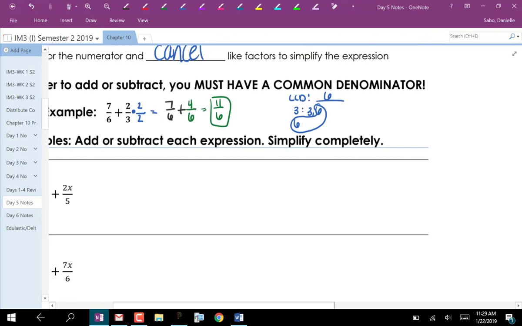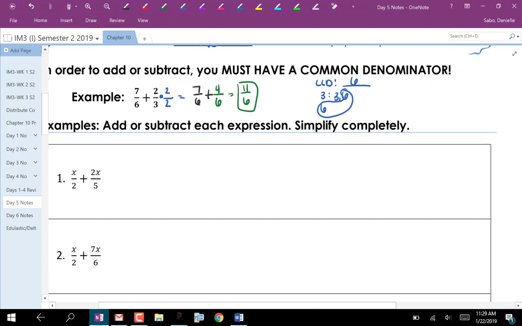I'm going to go off to the side. Again, eventually I think a lot of you will not have to do this step, but for the sake of learning it, I'm going to do it. So let's go over here and let's figure out what our LCD is. We don't know what it is. Some of you, again, might already be able to tell me it's going to be 10 because they both multiply to get 10. But if you don't realize it, you have to figure out a different way to do it.